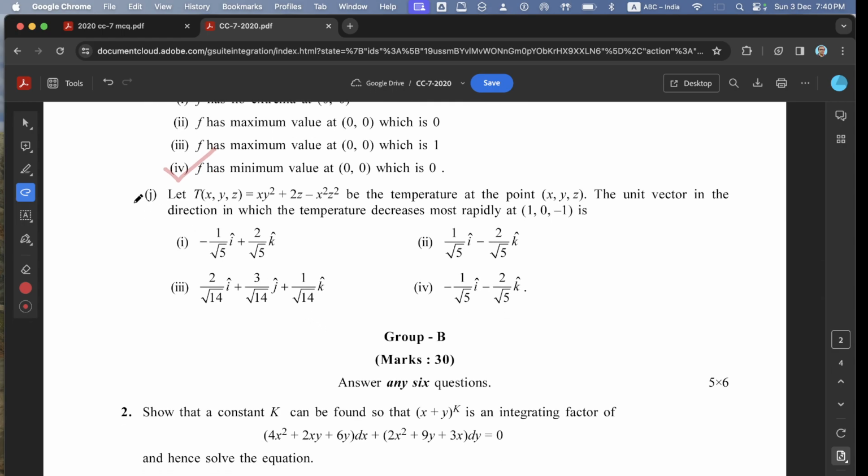Next question, J. Capital T is a function of (x, y, z), xy square plus 2z minus x square z square, giving the temperature at the point (x, y, z). The unit vector in the direction in which the temperature decreases most rapidly at (1, 0, minus 1) is what?